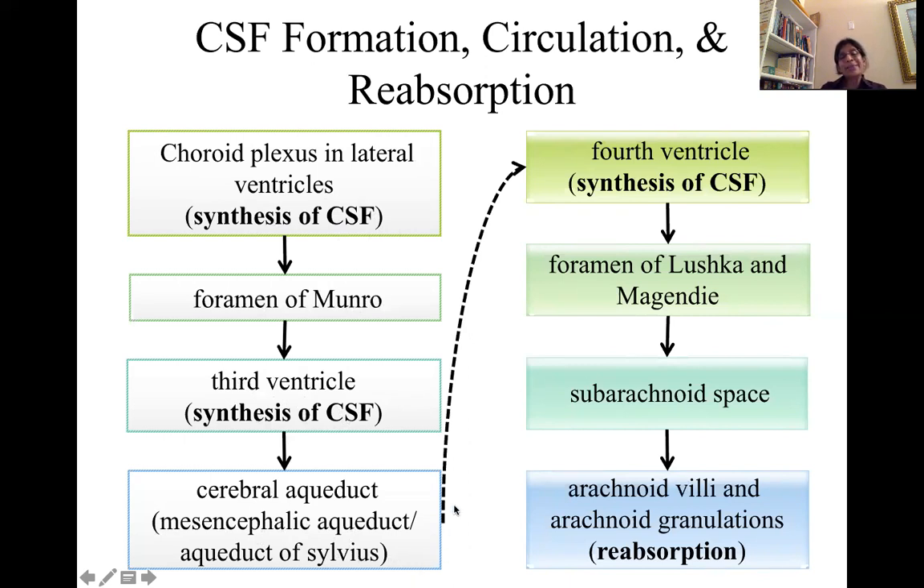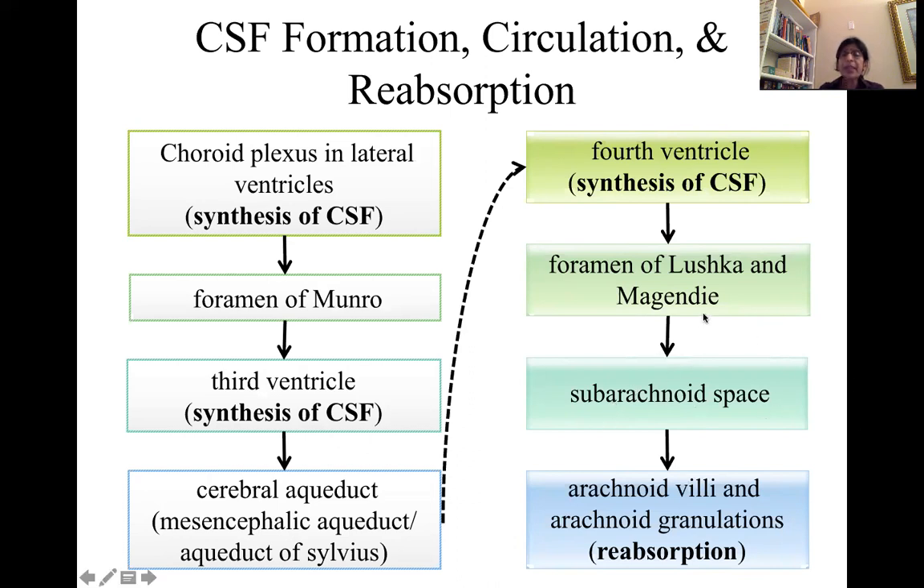Through the mesencephalic aqueduct, it gets into fourth ventricle, where you make additional amount of CSF, and then foramen of Luschka and Magendie, these are the apertures we talked about as lateral aperture and median aperture, and it can get into subarachnoid space. We are ignoring the part that it continues as a central canal in the spinal cord, because we are looking at the absorption of cerebrospinal fluid. So absorption happens in the subarachnoid space.